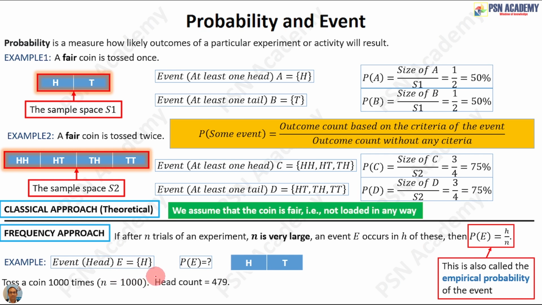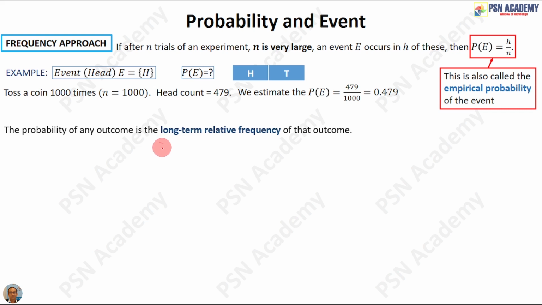Why not 500? It should be because the coin is fair, but during tossing, there are other parameters that influence the trial. So we get the head count 479 instead of 500. So we estimate that the probability of that event that we will get head is 479 by 1000, that is almost 48%. This probability of an outcome is called long-term relative frequency of that outcome.